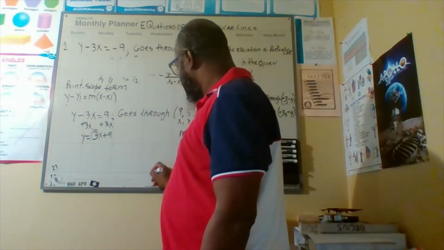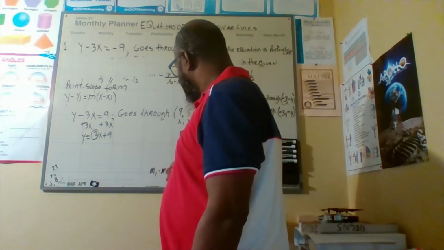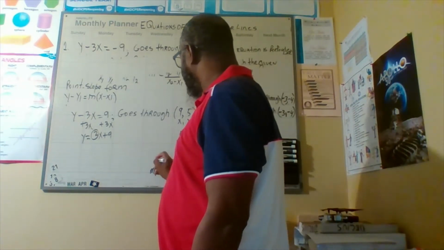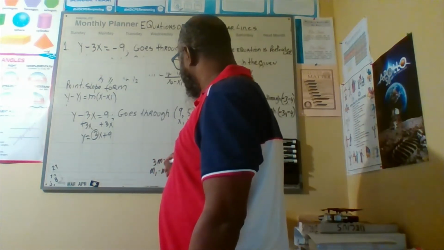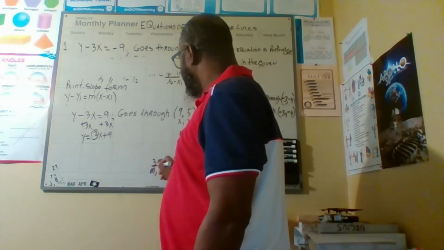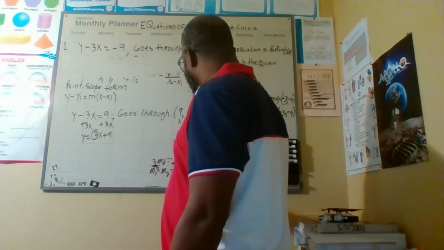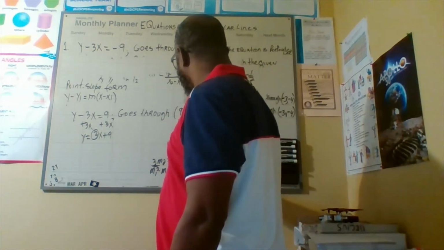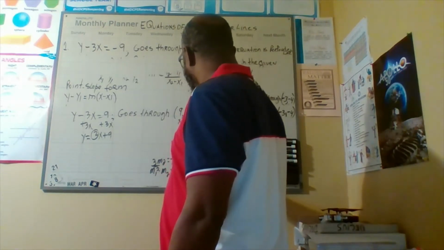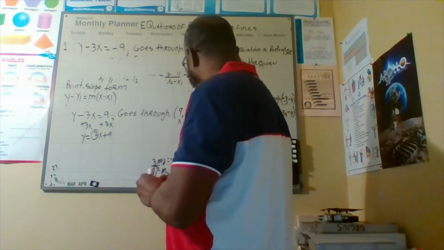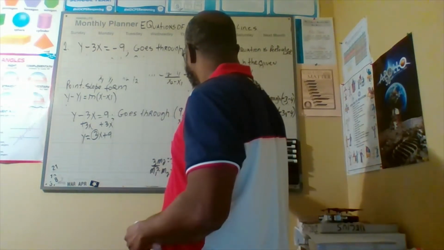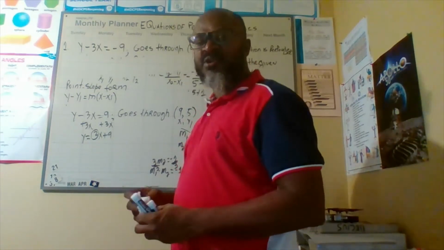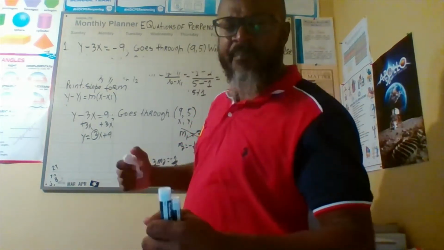So remember, m1 times m2 must be equal to negative 1. m1 is 3. That will be 3 times m2 is equal to negative 1. Then divide by 3. Then the slope that is perpendicular is negative 1/3. This is the slope that I must use. We cannot use the other slope. If you use that slope, it will be an equation that is parallel. You don't need an equation that is parallel, you need an equation that is perpendicular.